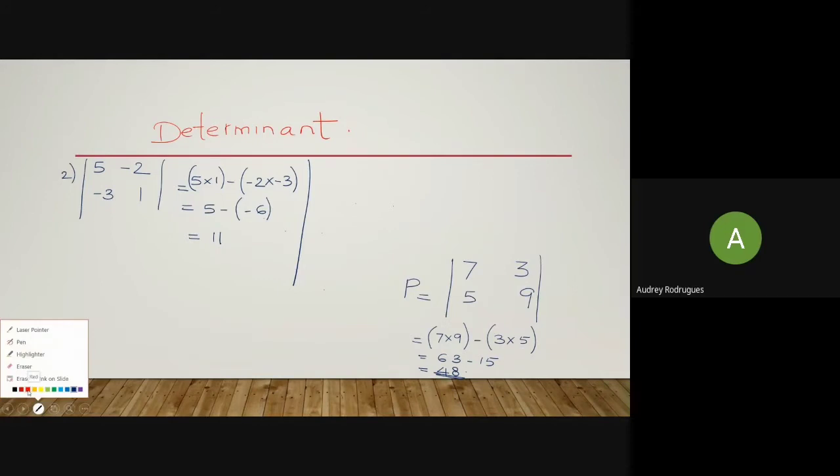Let's see what has gone wrong. Okay, we'll just check. So here it will be 5 into 1 minus of minus 2 into minus 3. That will give us 5 minus. When you're multiplying inside the bracket, minus into minus will make it plus. 2 threes are 6. Okay, fine. Because remember, minus into minus is equal to plus.